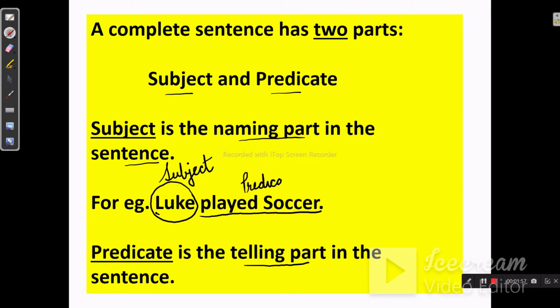So it's very easy to identify subject and predicate in the sentence. Luke is the subject here. Played soccer is predicate. Subject always carries a noun or a pronoun. We know Luke is a proper noun. So it always carries a noun or pronoun, and predicate always carries a verb. It always contains a verb. So very clear.